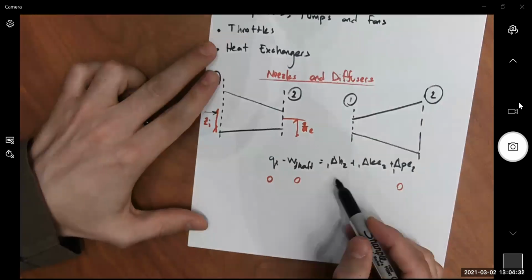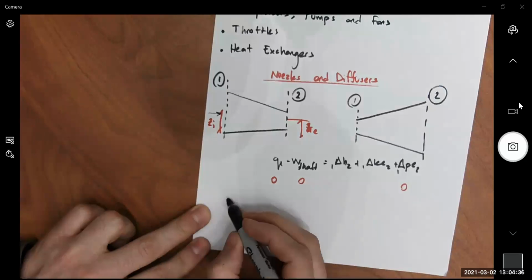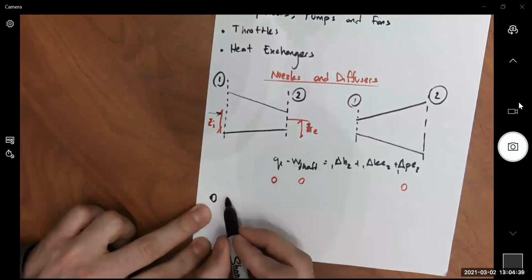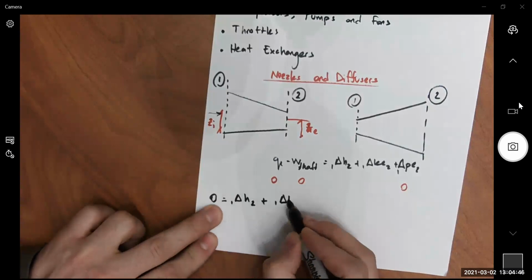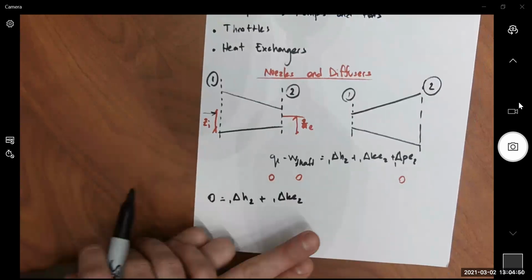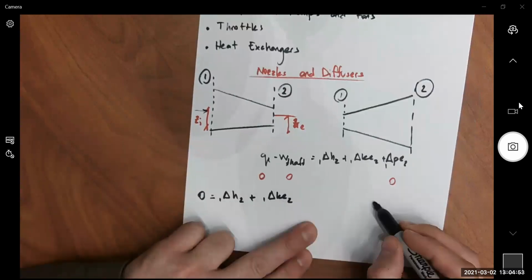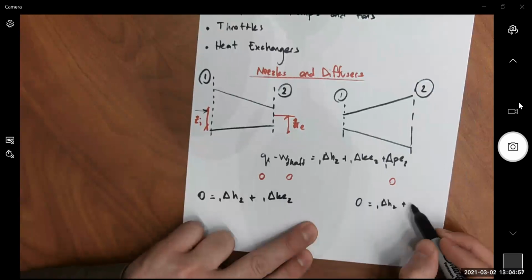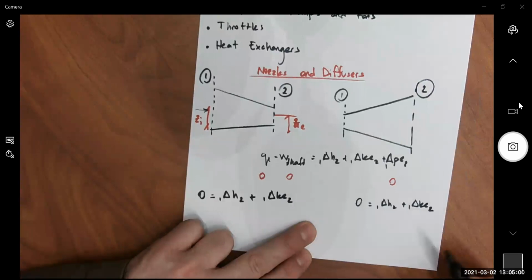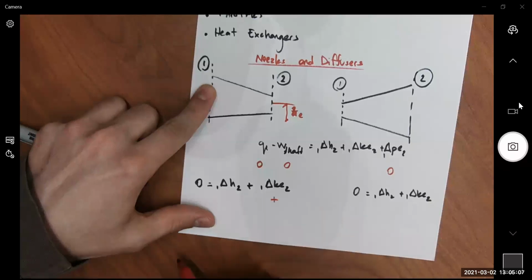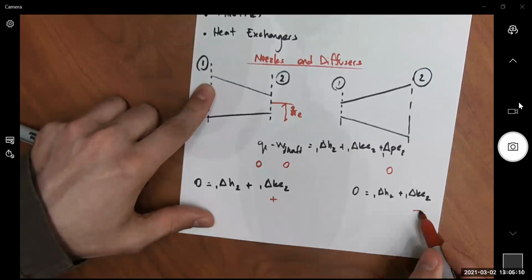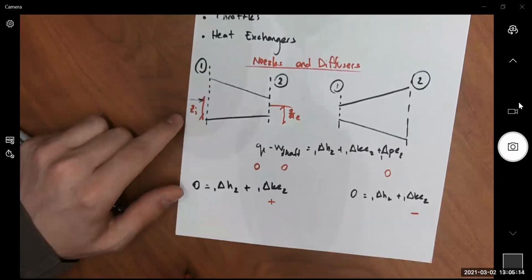Okay, if we take this down for nozzle, left-hand side will be 0, right-hand side, what I have is enthalpy and kinetic energy. It's also same for diffusers. Okay. Only difference between these two: kinetic energy difference from state 1 to state 2 for nozzle is positive. It's negative for diffuser. Okay. Because velocity decreases on the diffuser, velocity increases on the nozzle.